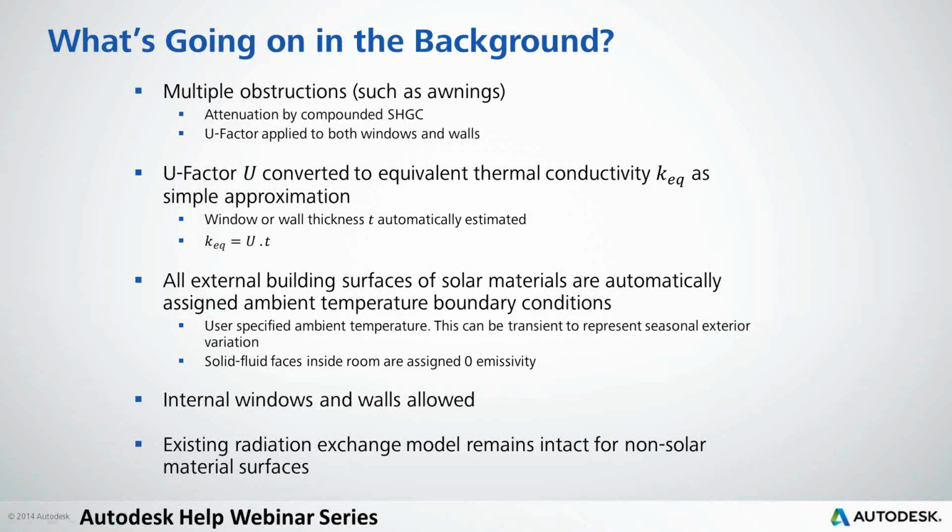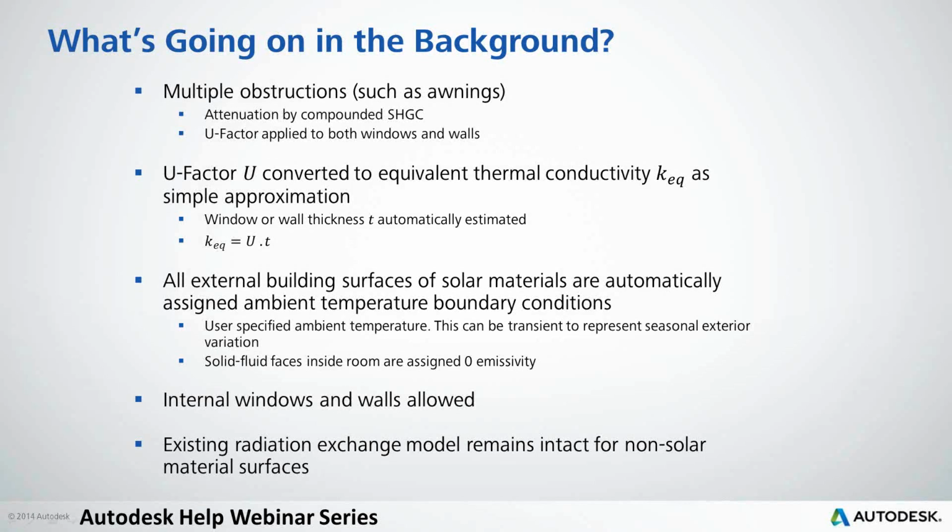I think I said before we can have any internal walls and windows. All of that is okay, and we will still allow radiation to pass through those within a building. The existing radiation model still works, so anything that gets heated up within the structure, if it isn't a solar material, will heat up correctly, and then using the original radiation model, it will heat up the surrounding components.